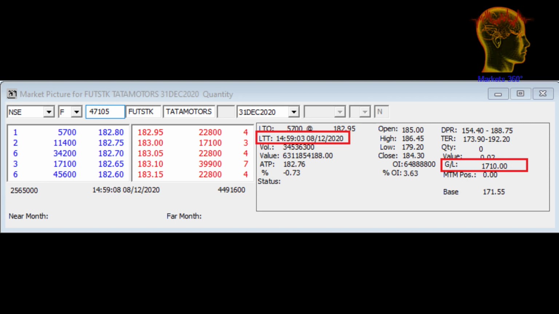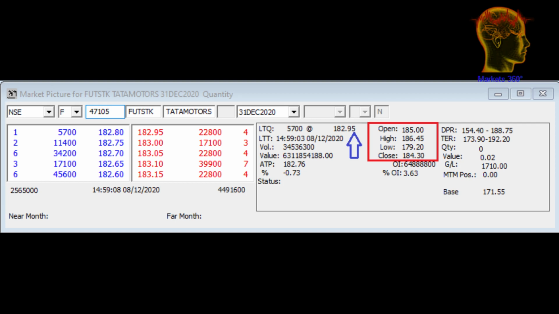The G/L indicates gain or loss. In this case, this trade gave me a profit of rupees 1,710 in less than 60 seconds. That's right, less than 1 minute. I'm going to prove this to you with the date and timestamp.